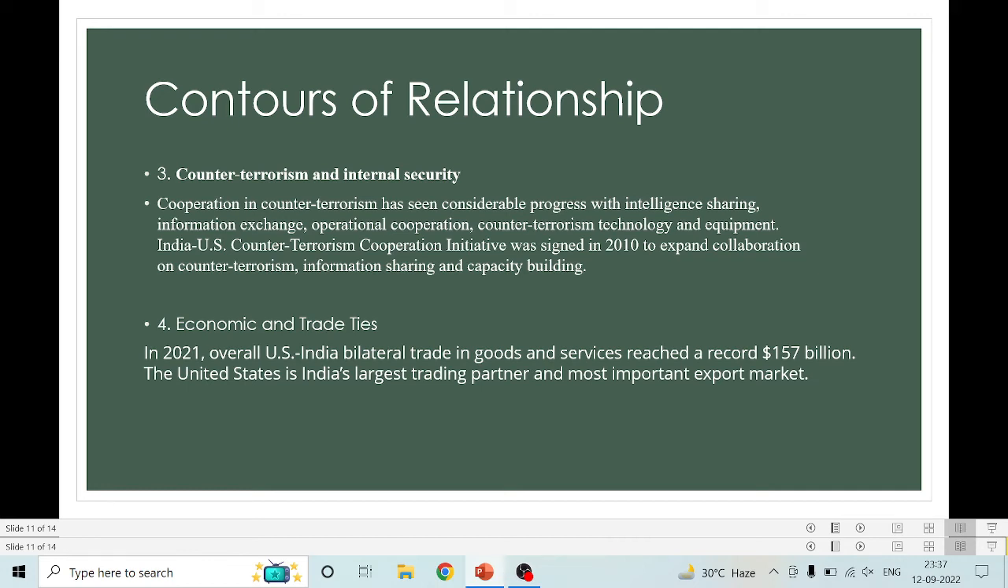Economic and trade ties, if we see, the US is India's largest trading partner, and trade relations are growing steadily. And it is also one of the most important export markets for India. And this had become an irritant as well in the past when Mr. Donald Trump was the president of the United States.